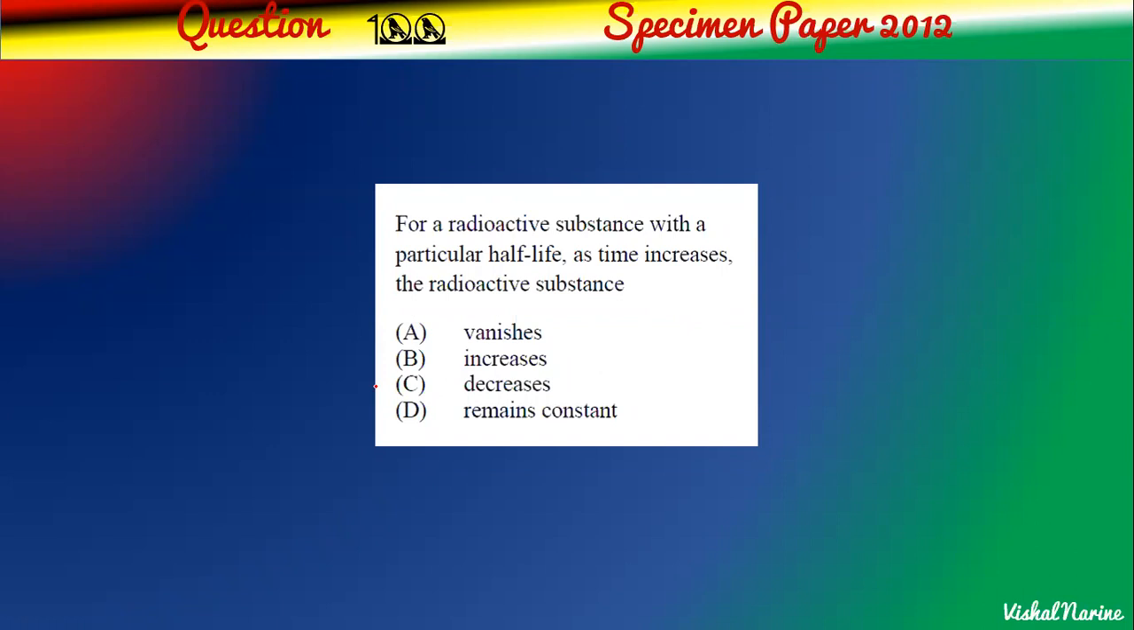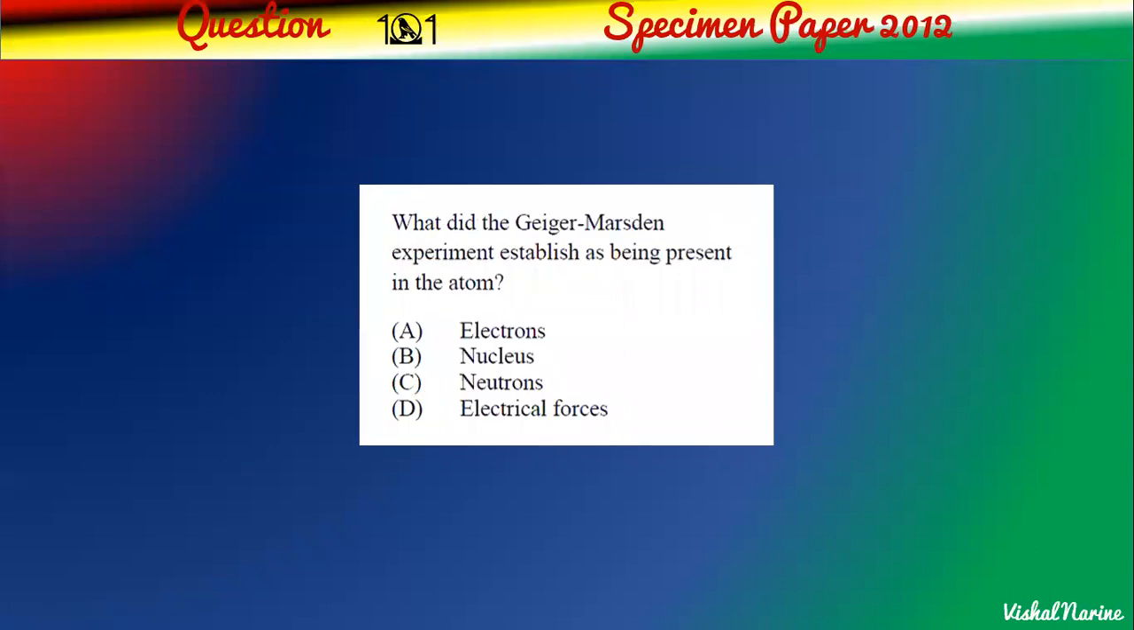Question 100. For a radioactive substance with a particular half-life, as time increases, the radioactive substance something. And we expect that as the time increases, the radioactive substance is going to decrease. What was the Geiger-Marsden experiment? What did it establish? Being present in an atom, they found out that it is a nucleus.